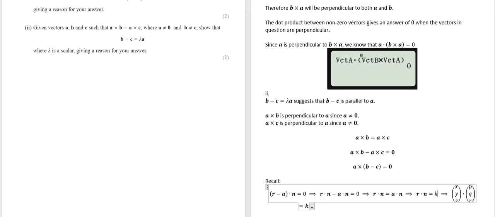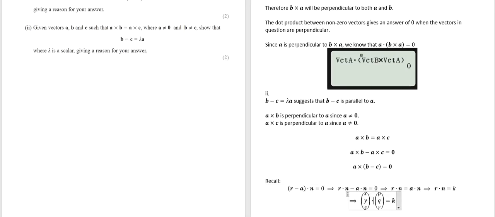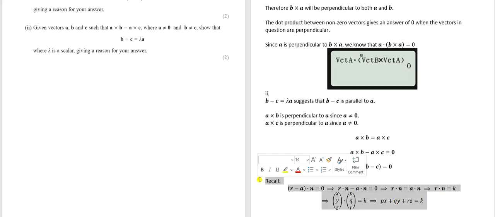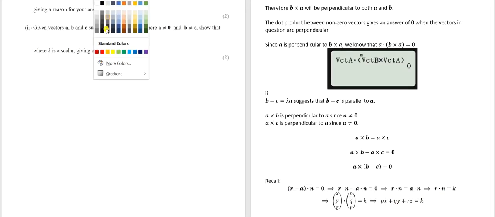And we are well on our way to constructing for ourselves the Cartesian equation for a plane. Because beyond this point, it's just a case of evaluating the dot products. So just a little reminder there that might be helpful to think about.